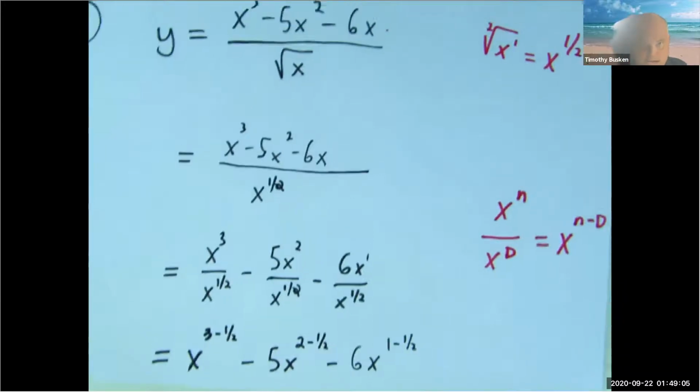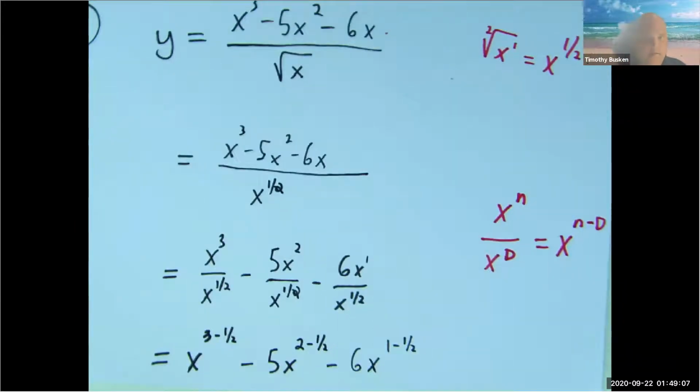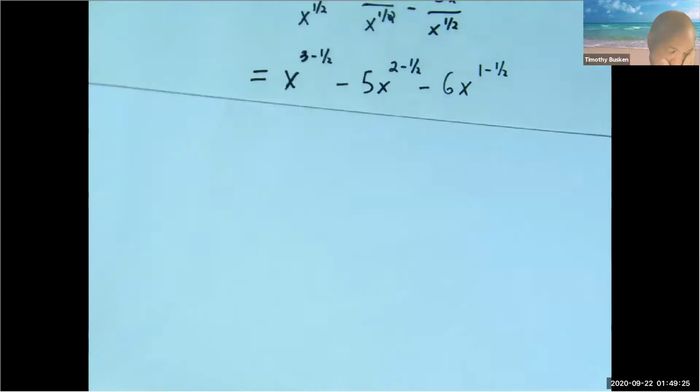Okay, so I haven't taken the derivative, but you can see what's happening. I'm going to be able to simplify these terms and then use the power rule for derivatives on this function without having to use the quotient rule. All right, so that's how I'm going to approach this problem.